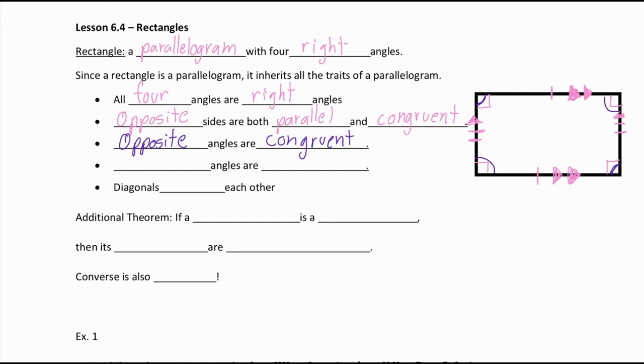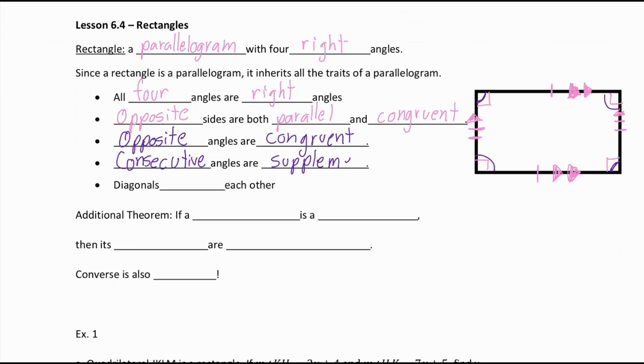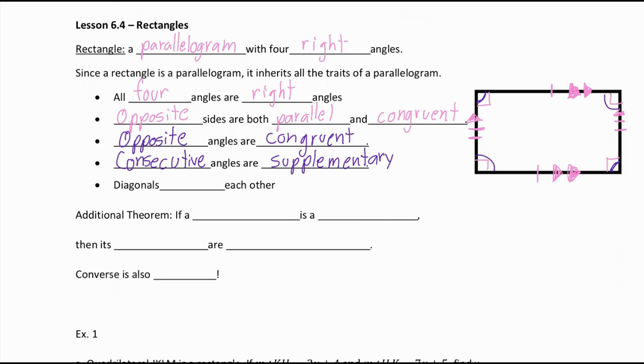What's true about consecutive angles? They are supplementary. They equal 180, which is also true because they are 2 right angles. It should be 180.